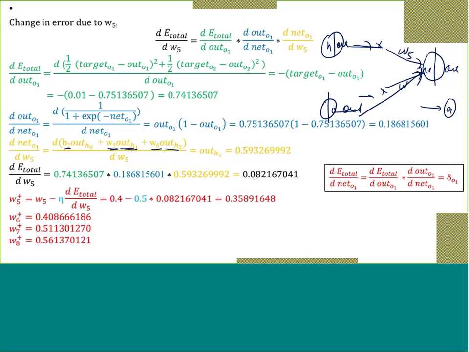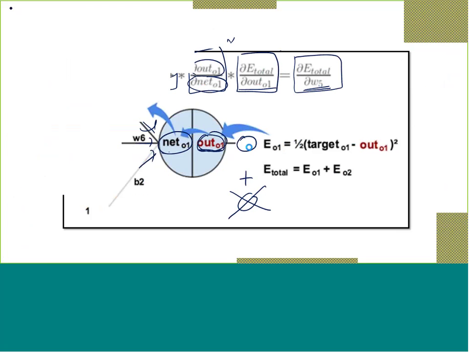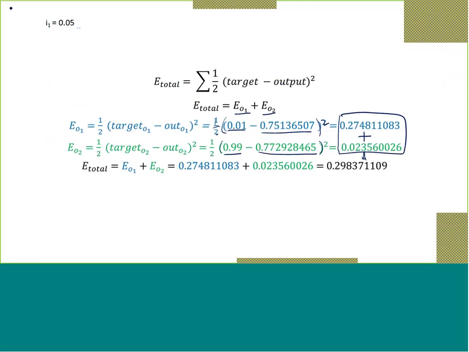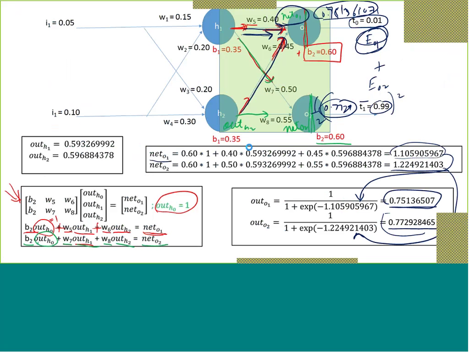So this was my net O1 when I'm differentiating with W5. This is a constant term. This is a constant term. Only this has W5, so I will get out H1. Out H1 we already calculated. What is out H1? This is what we get for out H1 here, and this out H1 was calculated in the previous part.